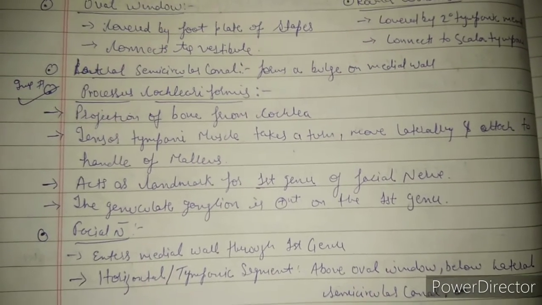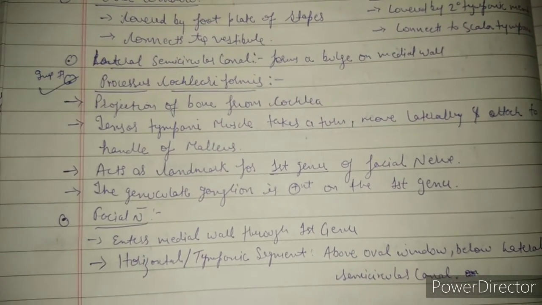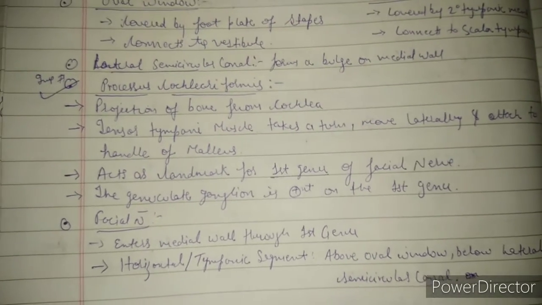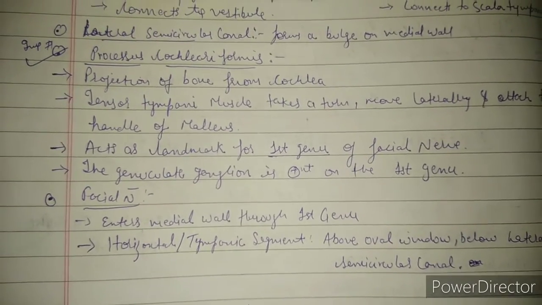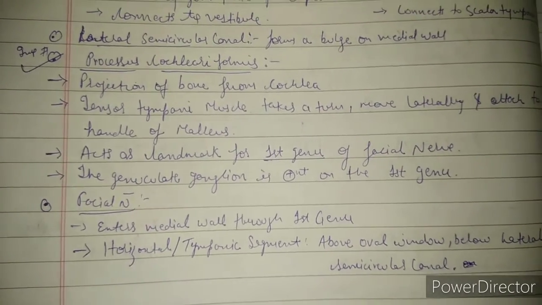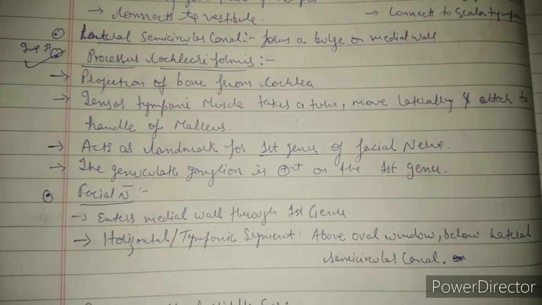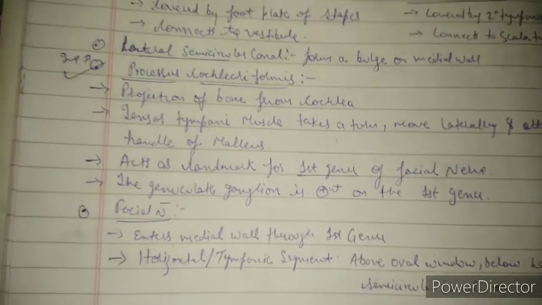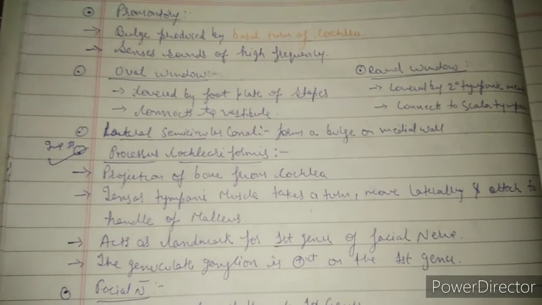The tensor tympani muscle takes a turn, moves laterally and attaches to the handle of the malleus. It acts as a landmark for the first genu of the facial nerve, and the geniculate ganglion is present on the first genu. Then we have seen the facial nerve. It enters the medial wall through the first genu, the horizontal or tympanic segment. It is above the oval window and below the lateral semicircular canal. So guys, this is all about the medial wall of the middle ear.